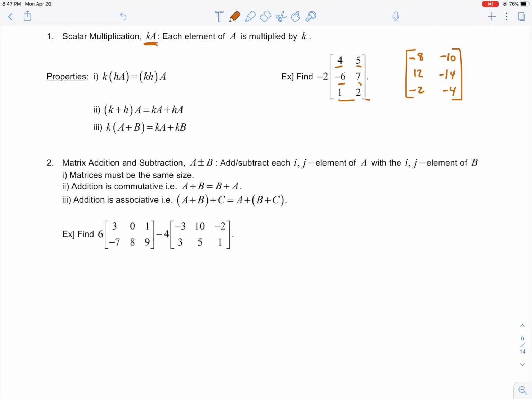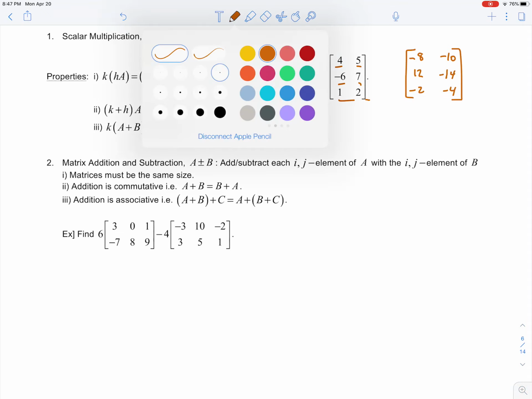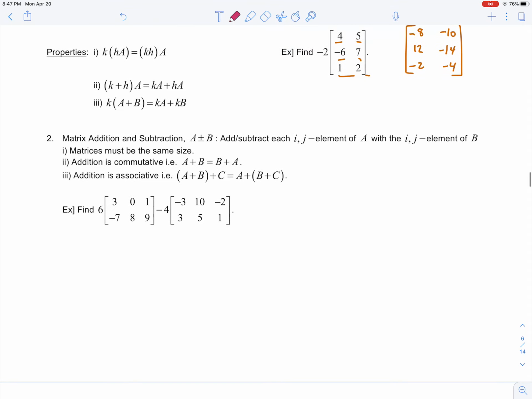So for this example, what you can do is multiply by the scalars first and then combine the matrices together. So I'm going to first multiply the first matrix by 6 and the second one by -4. So this will not change the size of the matrices. So 18, -42, 0, 48, 6, 54.